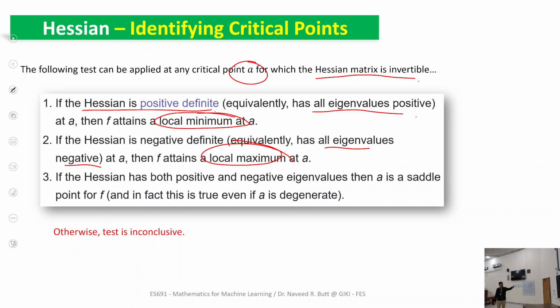Saddle point is where there are both positive and negative eigenvalues. I think what they mean by otherwise is the case of zero eigenvalues.